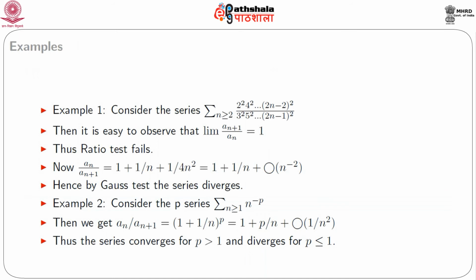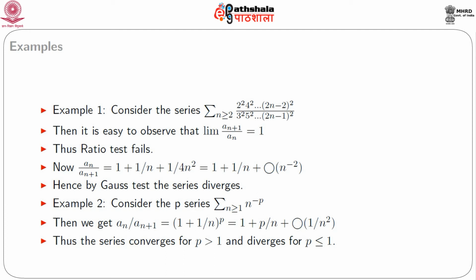So, let us consider some examples. Consider a series with nth term as follows. In the numerator, we have the product of 2 square, 4 square up to 2n minus 2 square, and in the denominator we have the product of 3 square, 5 square up to 2n minus 1 square. Then it is easy to observe that the limit of an plus 1 by an exists and equals 1. Thus, the ratio test in this case is inconclusive.